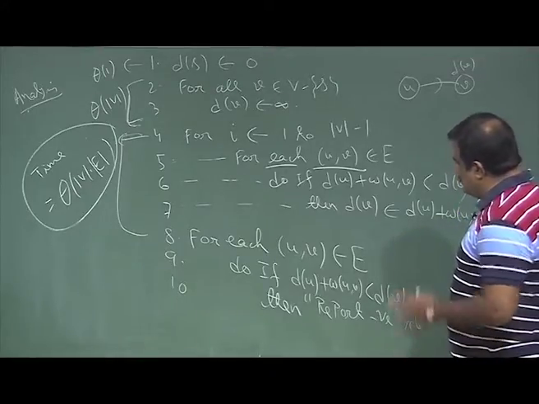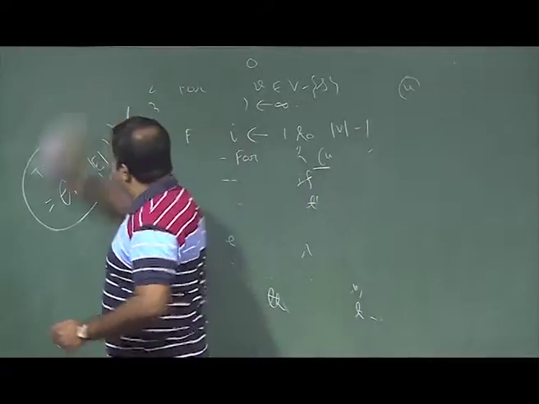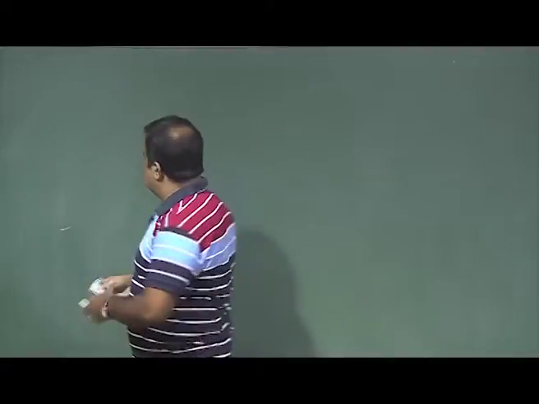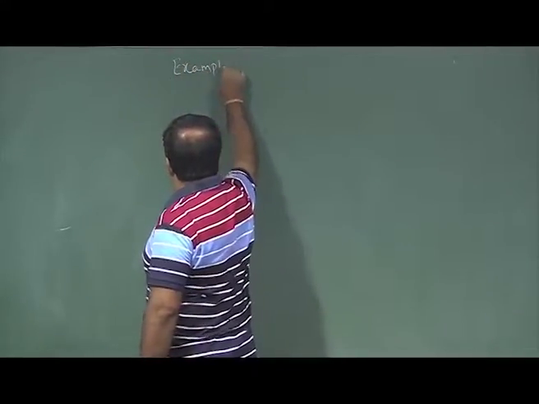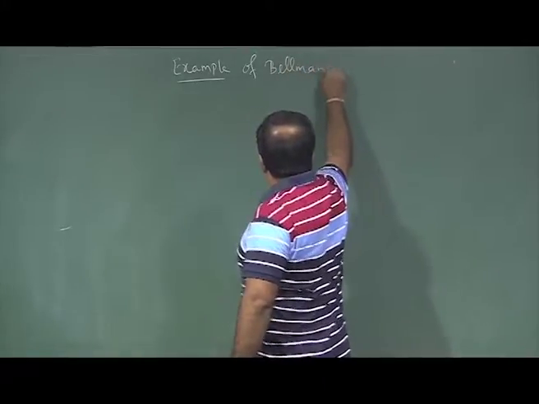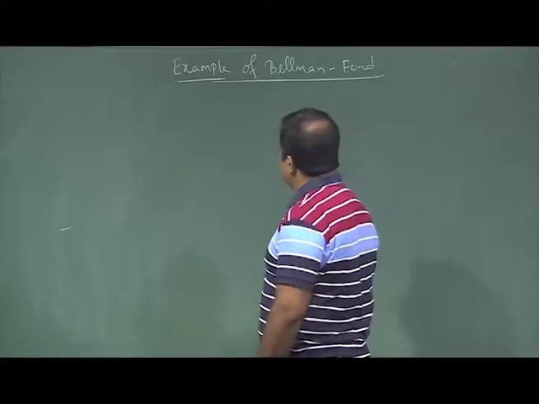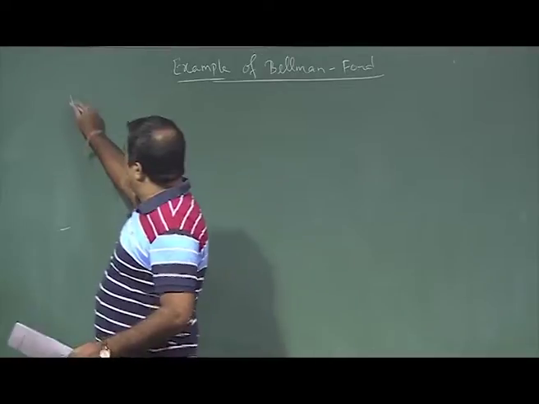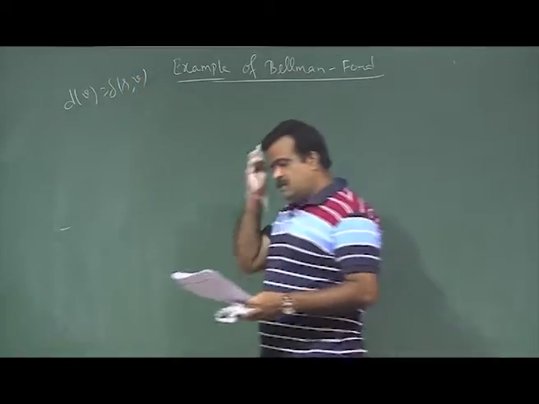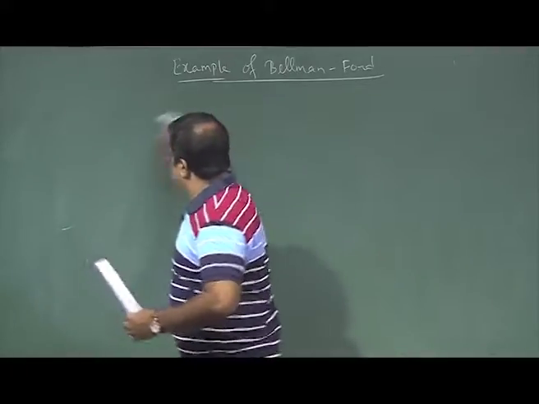Okay. So now let us take an example of how this algorithm is working. Let us take a graph, then we will execute Bellman Ford on that graph. At the end, Bellman Ford should give us d of V equal to delta of S comma V. Otherwise, it should report the negative cycle. Anyway, let us take an example.